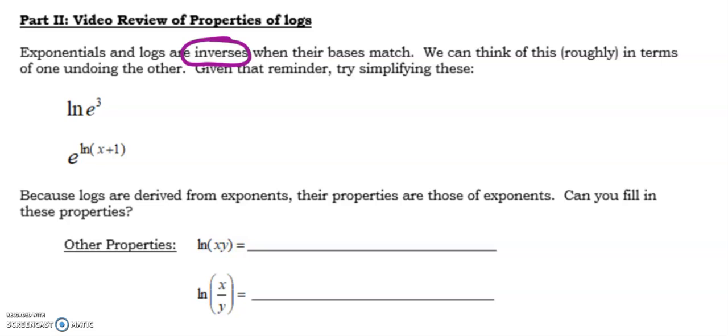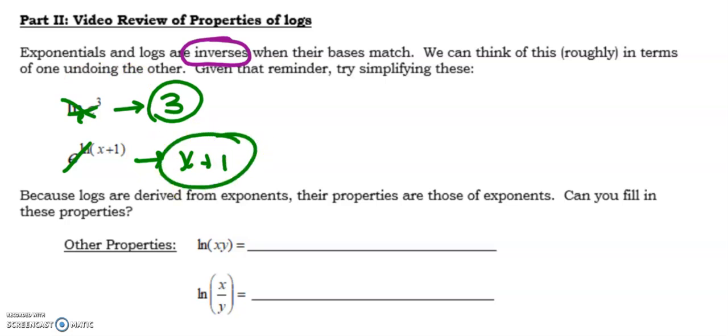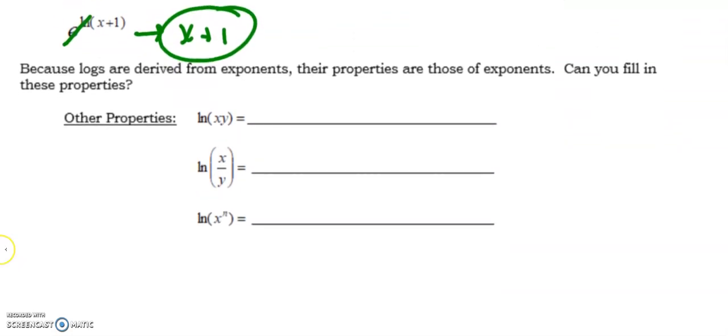So try simplifying these. Well, exponentials, something that has an exponent on it, and logs are inverses. Logarithm, exponential, both have a base e. Cancel, cancel. The answer is 3. e to the natural log, exponential, logarithm, cancel, x plus 1. Final answer.